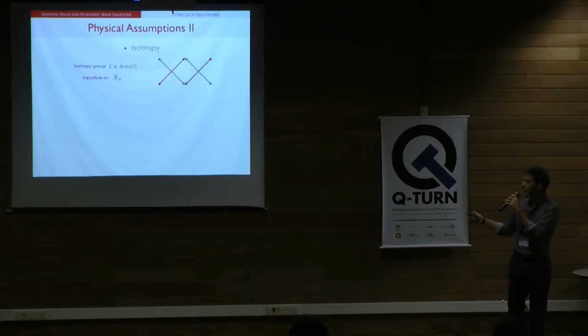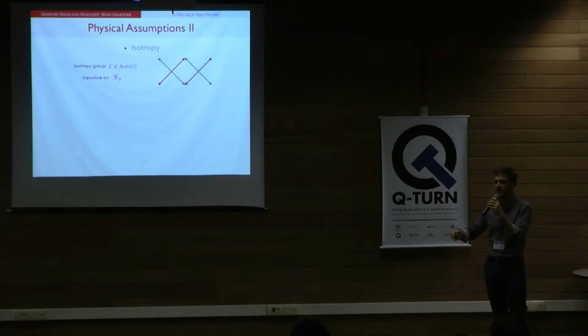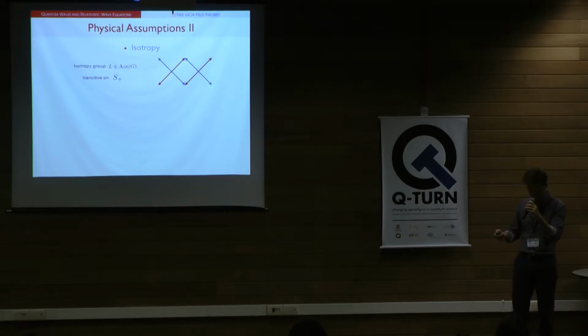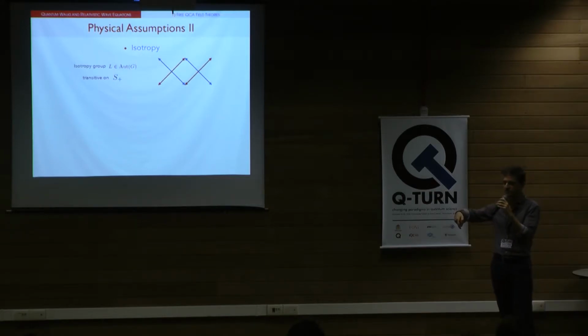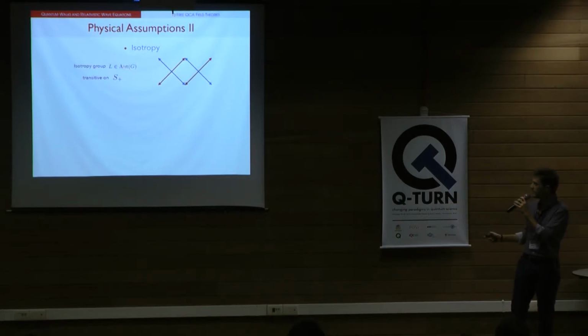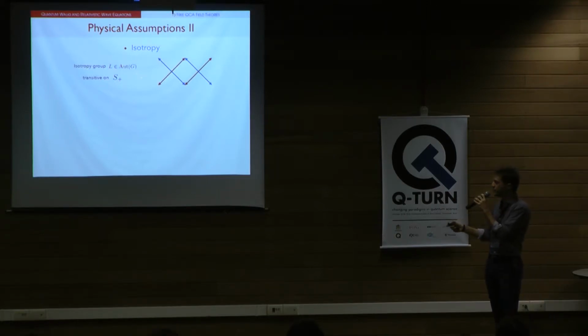The last physical assumption is isotropy, which is an assumption on the flow of information along the graph. So we want that there is no preferential direction, as in classical theory and relativity theory. We want that the flow of information doesn't follow a preferential direction. Okay, so we formalize it in terms of automorphisms of our total space, the graph G.